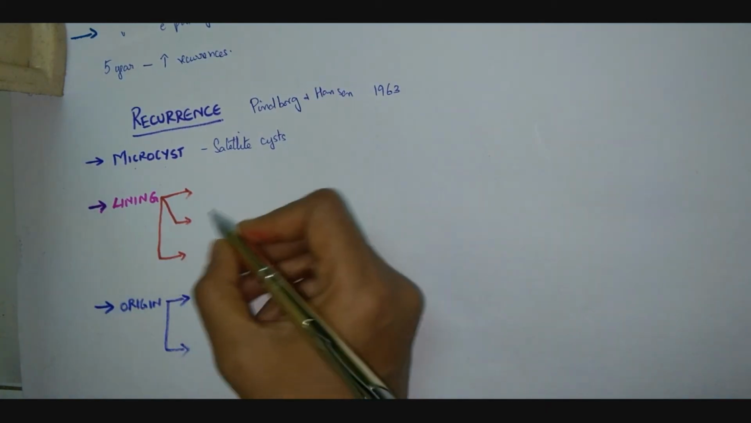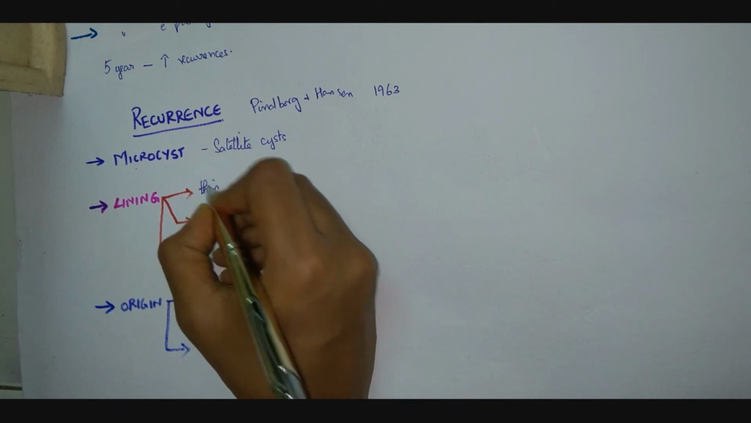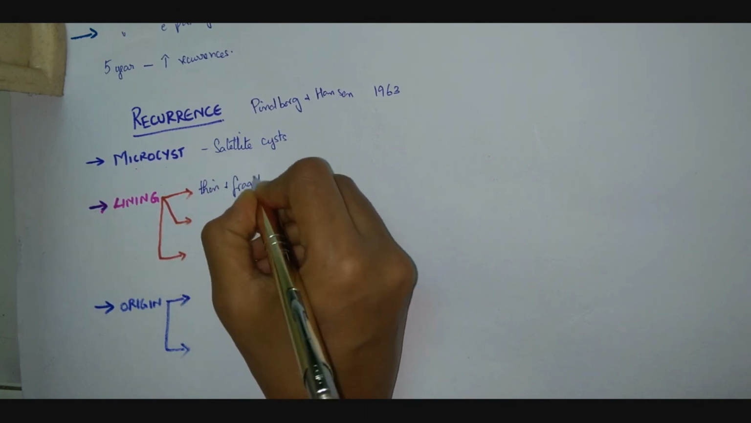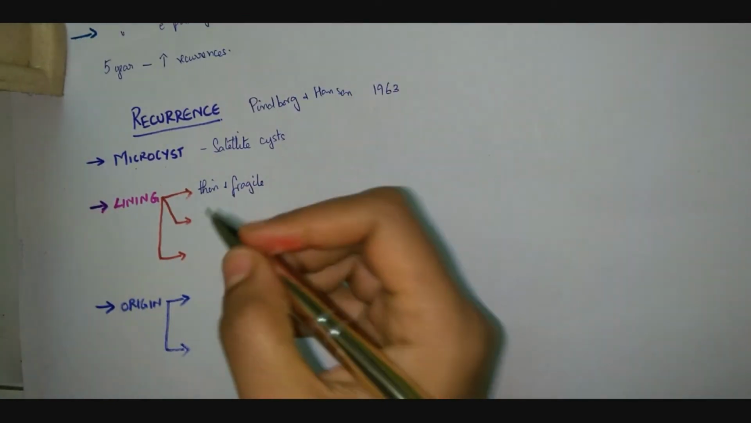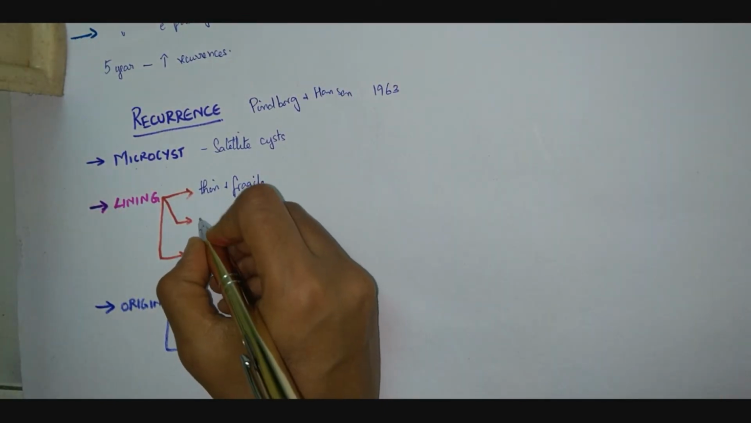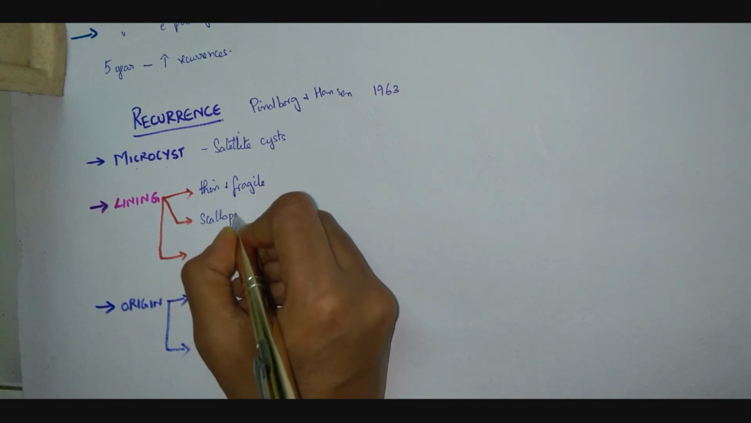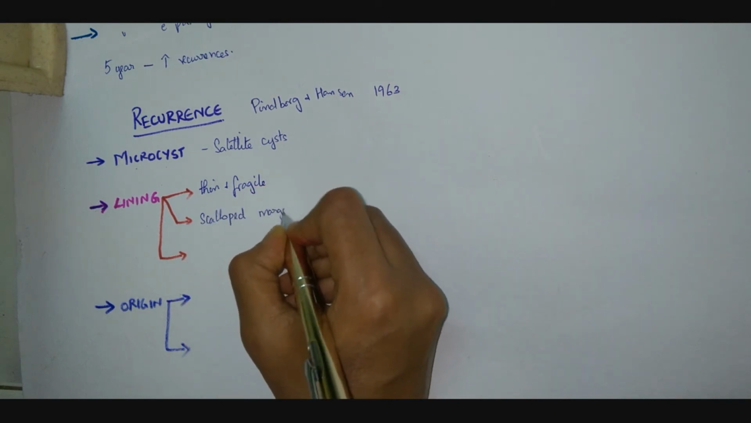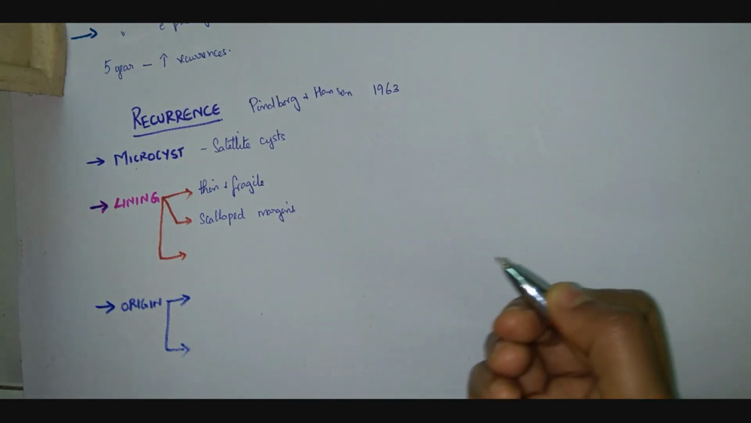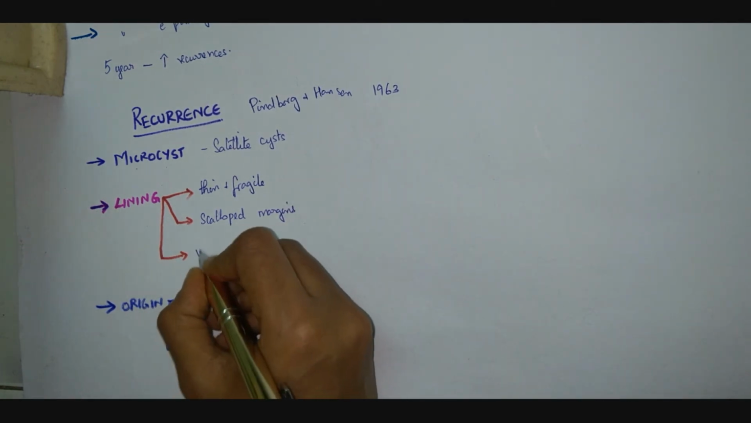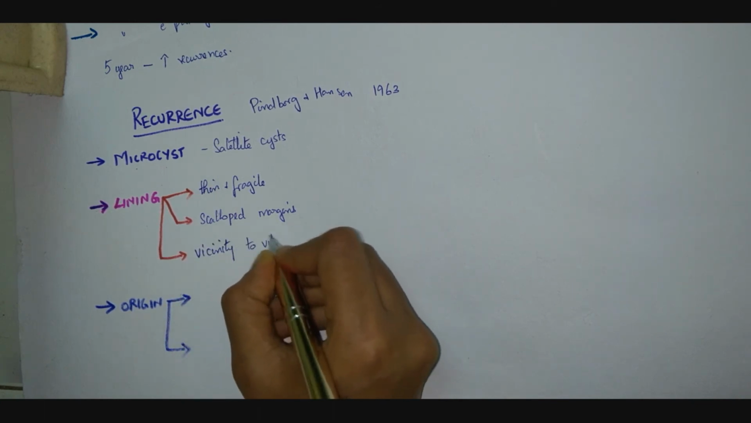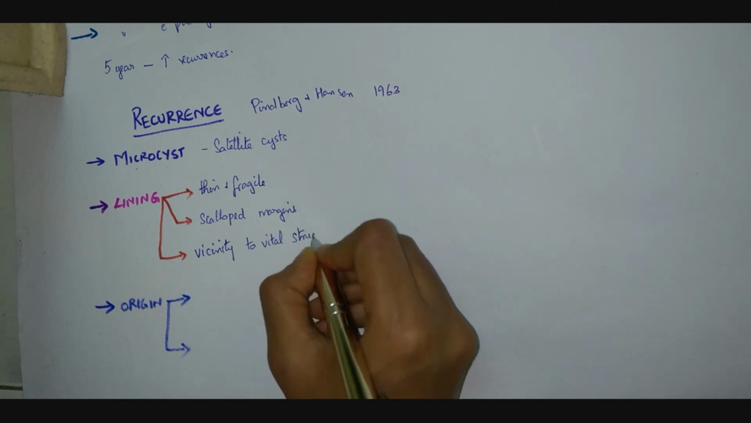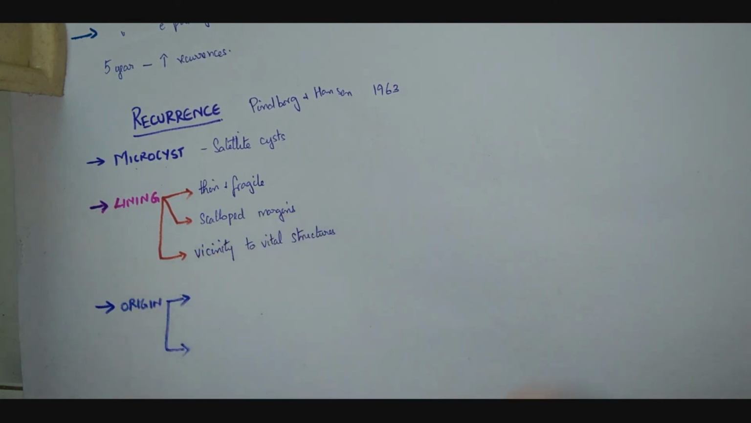Talking about the lining, either the lining can be thin and fragile so that the surgeon is not able to remove the lining and the cyst as a single unit, or it can be because the lining has scalloped margins, because of which some amount of lining can be left behind. Or when the cyst is in the vicinity of vital structures, incomplete removal of the lining can also result.